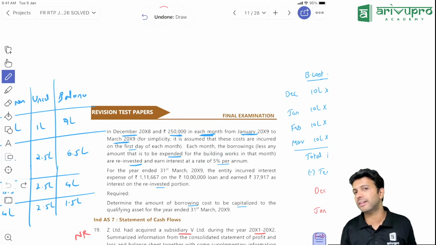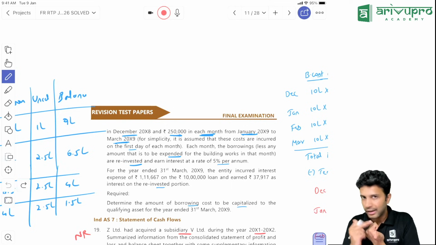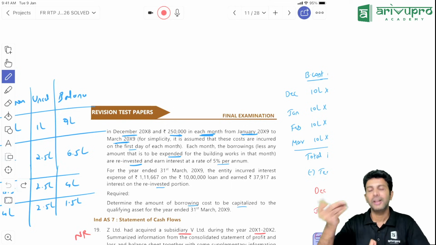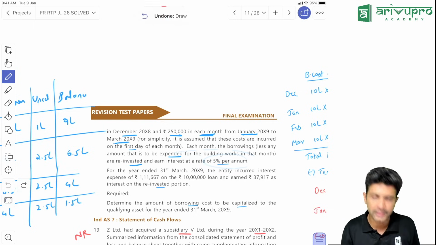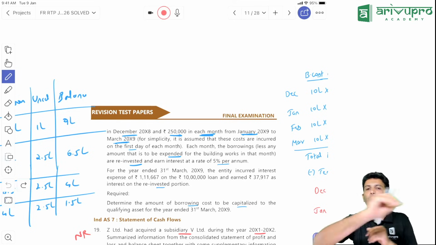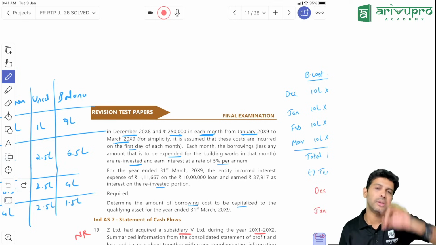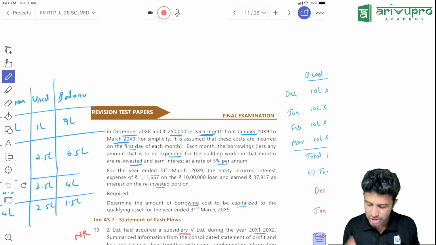This is your temporary investment income, which Ind AS 23 says. Borrowing cost relating to a qualifying asset you can capitalize, but if there is any temporary investment income, that you need to reduce. Here we need to calculate that. They have not directly given it. In all our problems, they used to give that directly. We earn 25,000 temporary investment income, 10,000 temporary investment income, like that they used to say. Here it's not given. We need to calculate.